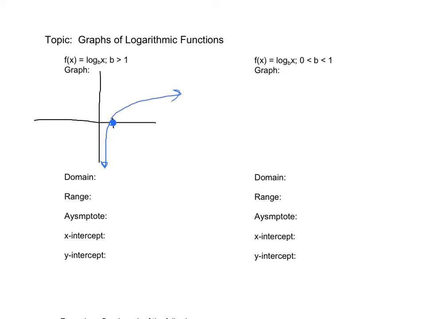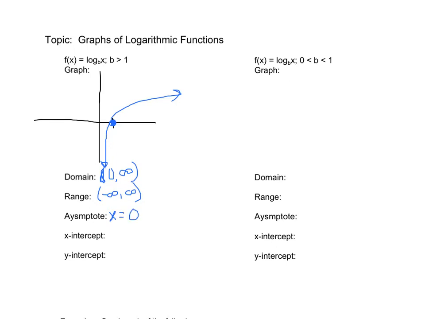So notice that my domain is the range of my exponential function, and my domain goes from getting super close to an x value of 0 but never touching it, all the way up to infinity. Notice my range is going all the way down to negative infinity and then all the way up to positive infinity. My asymptote on the exponential function was the line y equals 0, so now it's the line x equals 0, since now we have a vertical asymptote.